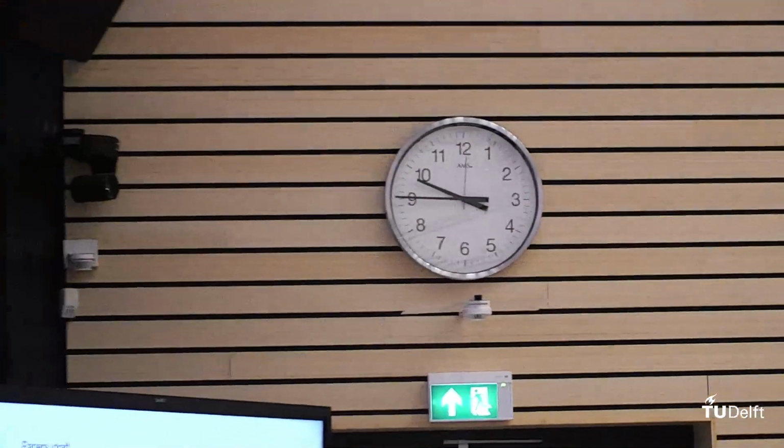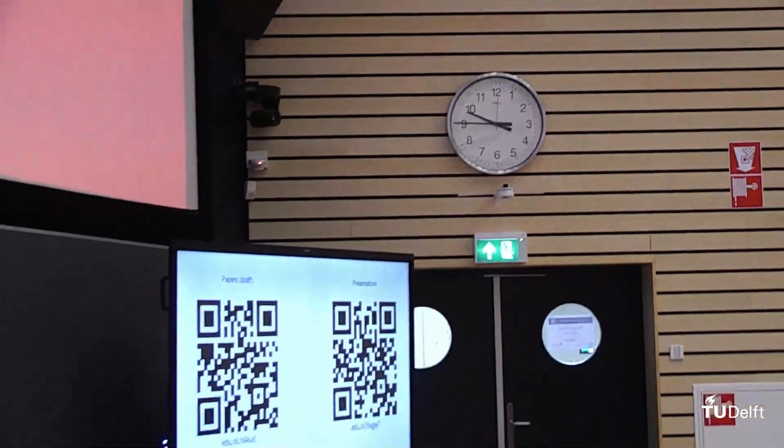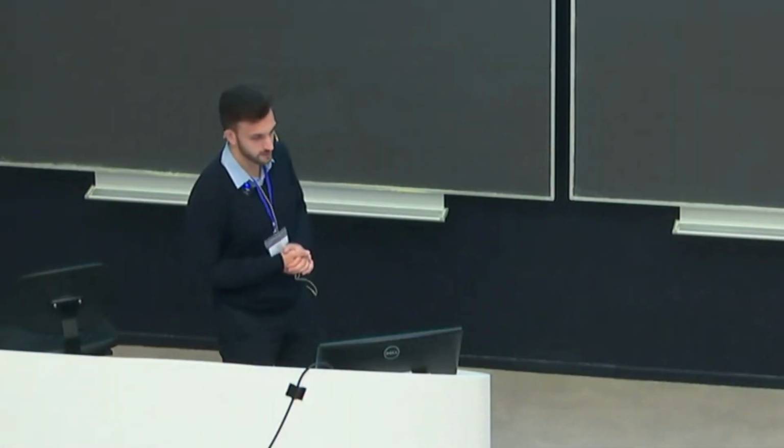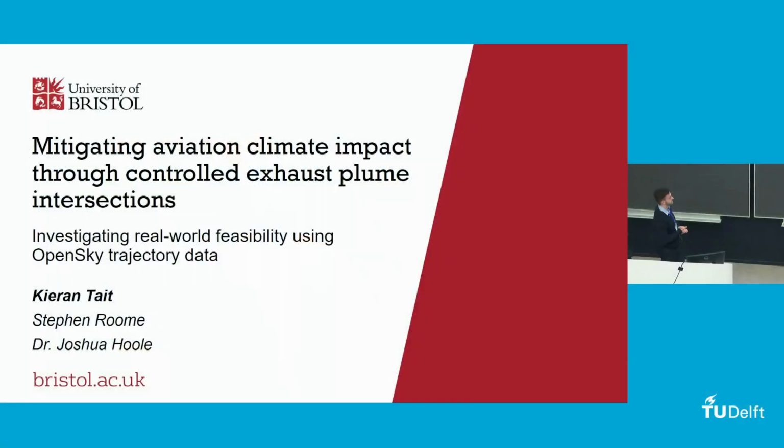So I'm Kieran, I'm a third year PhD student at the University of Bristol, and my research focus is looking into aircraft emissions and how we can potentially mitigate non-CO2 emissions through changing the way in which we fly. So today I'm going to talk about my paper, which is looking into how we can mitigate aviation climate impact through basically controlled overlap of aircraft exhaust plumes.